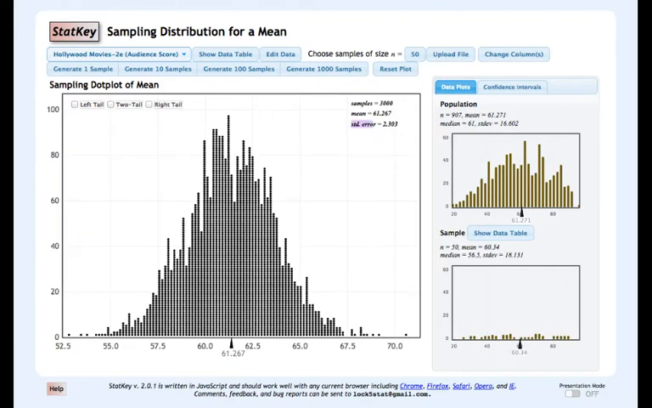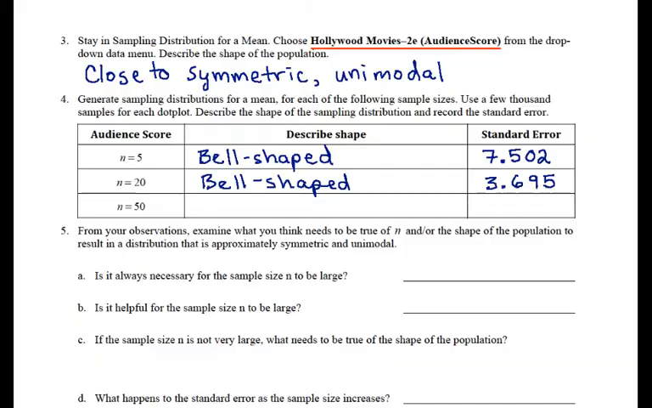The one thing that will continue to change as you increase your sample size is the standard error. We're now down to 2.303. So here we didn't really see a change in shape as we increased the sample size, but we did still see that same decreasing standard error as we use larger and larger samples to estimate that mean.